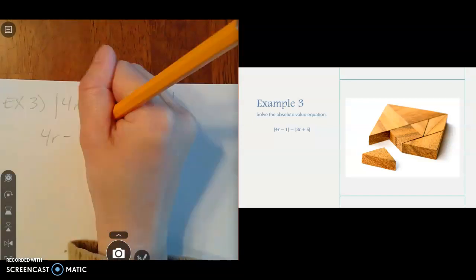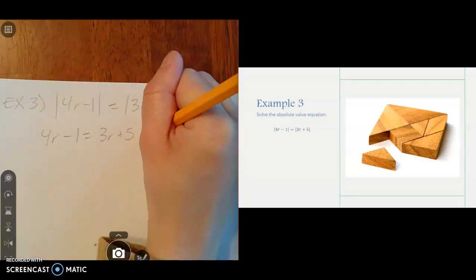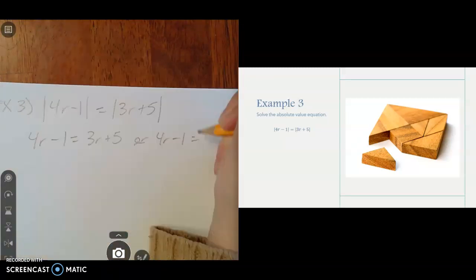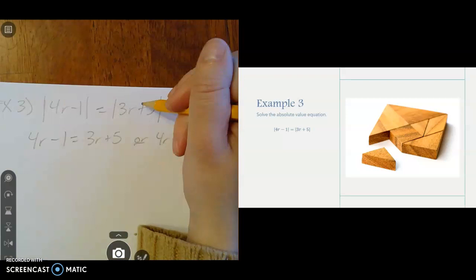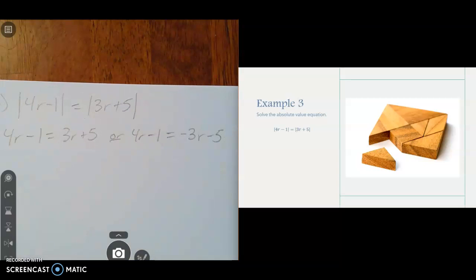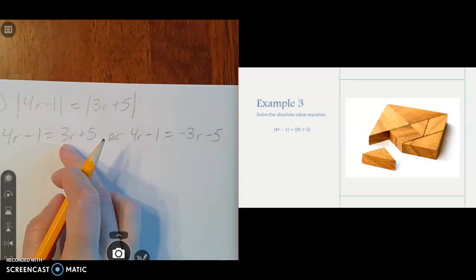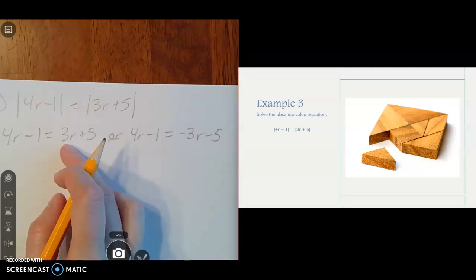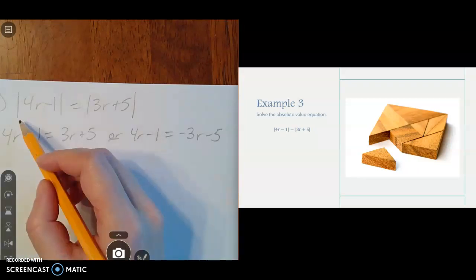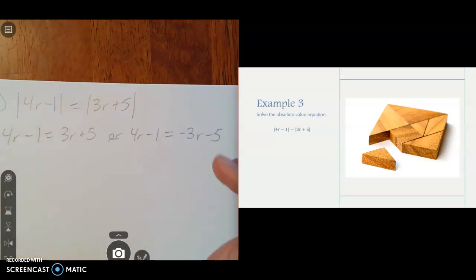So 4r minus 1 equals 3r plus 5. And the other option is that 4r minus 1 equals the opposite of 3r plus 5. So then that would be negative 3r minus 5. Now you don't want to do the opposite of both because that would actually be equivalent to the first equation, and you just get the same answer again and you'd miss out on your second answer. So you want to make one of them negative, and if you really prefer, you could have made the first one negative, but you only choose one to get that second equation.